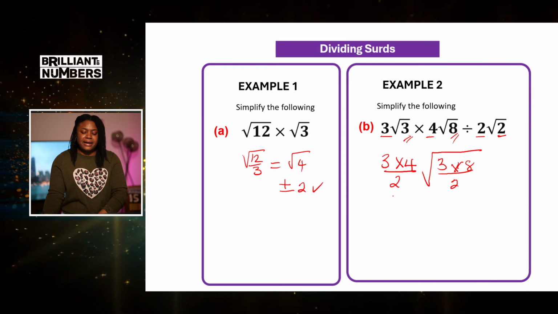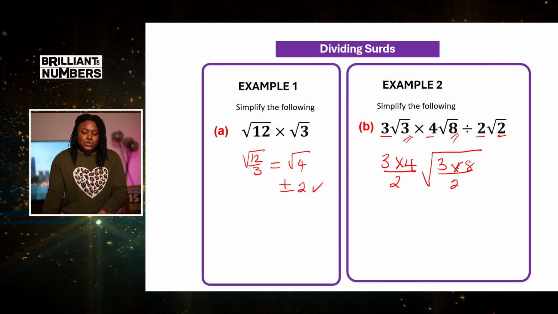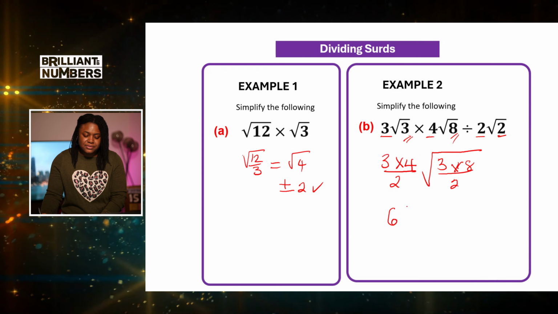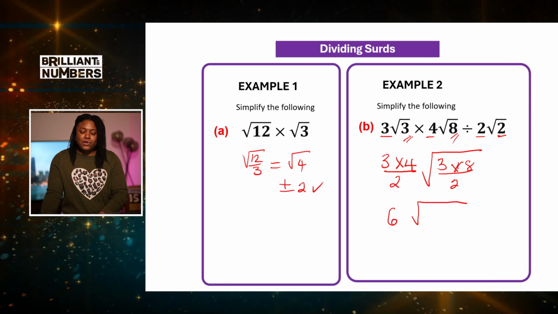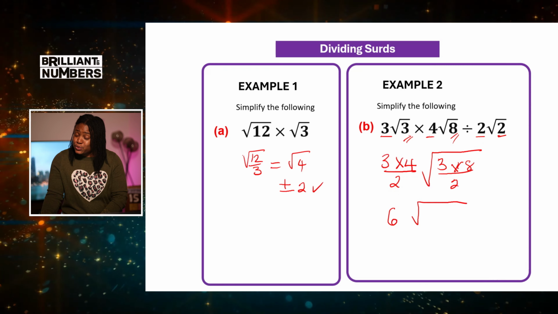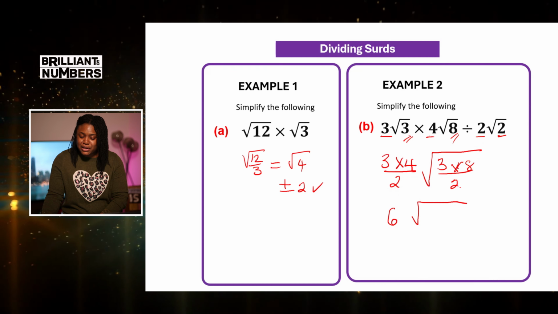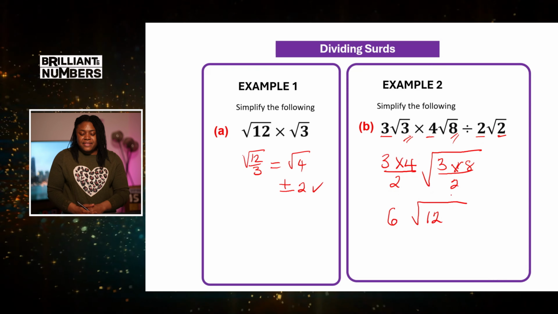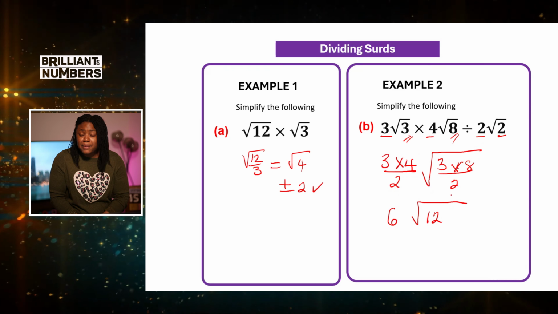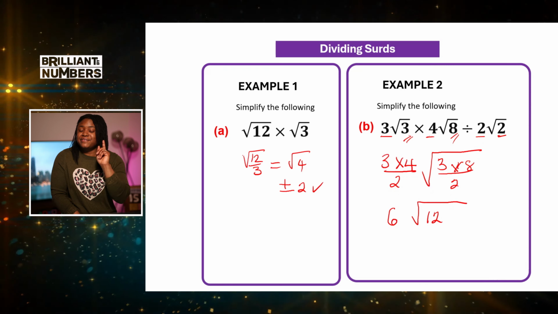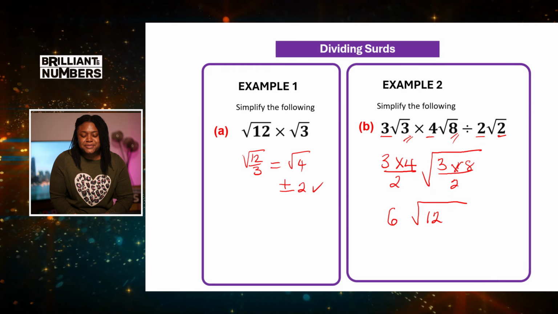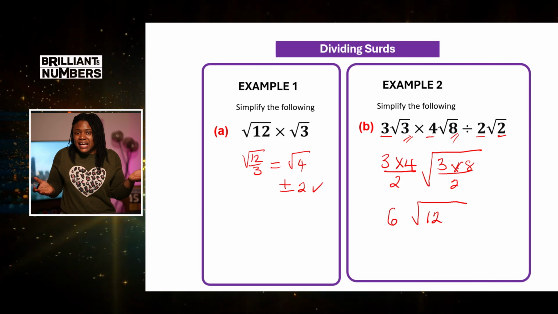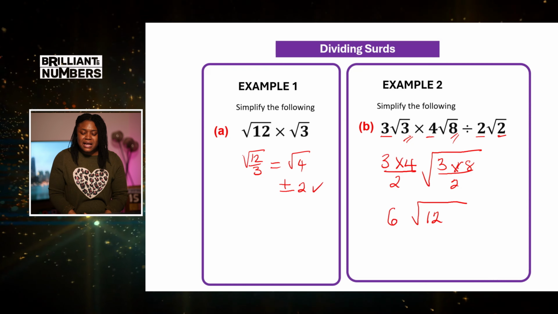So let's go and take care of the coefficients first. So 3 times 4 is 12. 12 divided by 2 is 6. Then in my root, I've got 3 times 8, which is 24, and 24 divided by 2 is equal to 12. So the answer is 6 root 12, but in our next lesson, we're going to look at further simplifying that answer. So make sure you get that down. See, we manipulated both the multiplication and the division at the same time in this question.